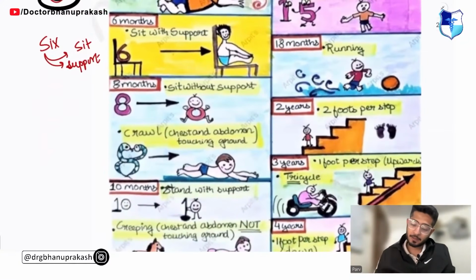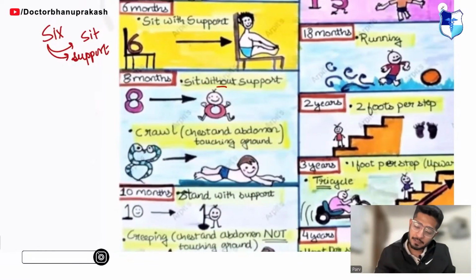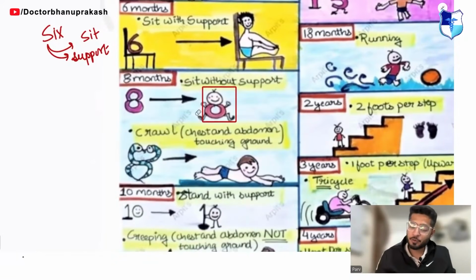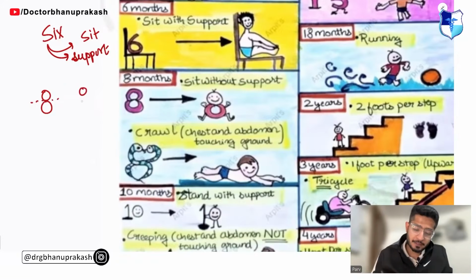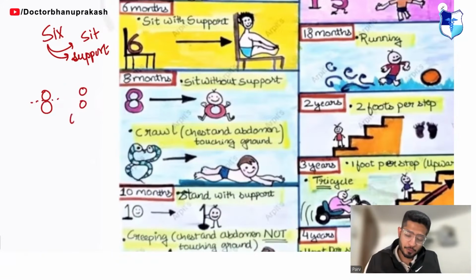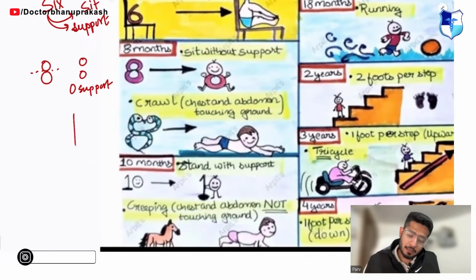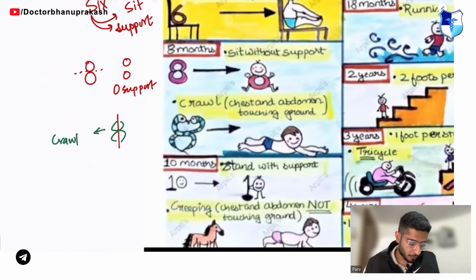Coming on to 8. Can you see this? There are two things. One is, the baby is sitting without support. Or you can remember it like this: if I just cut it, it becomes 0 0. So 0 support, no support. So at 8 months the baby is going to sit without support. And you can have this snake, in your medical emblem also we have 2 snakes like this, giving you the appearance of 8. So 8 means you are going to crawl.